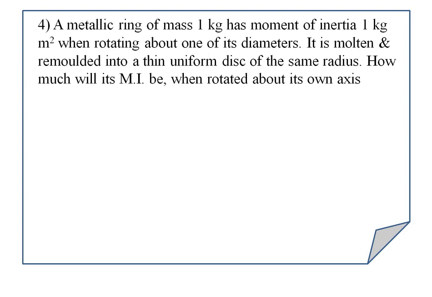A metallic ring of mass 1 kilogram has moment of inertia 1 kg meter square when rotating about one of its diameters. It is melted and remolded into a thin uniform disc of the same radius. How much will its moment of inertia be when rotated about its own axis? So let's see the solution of this problem.